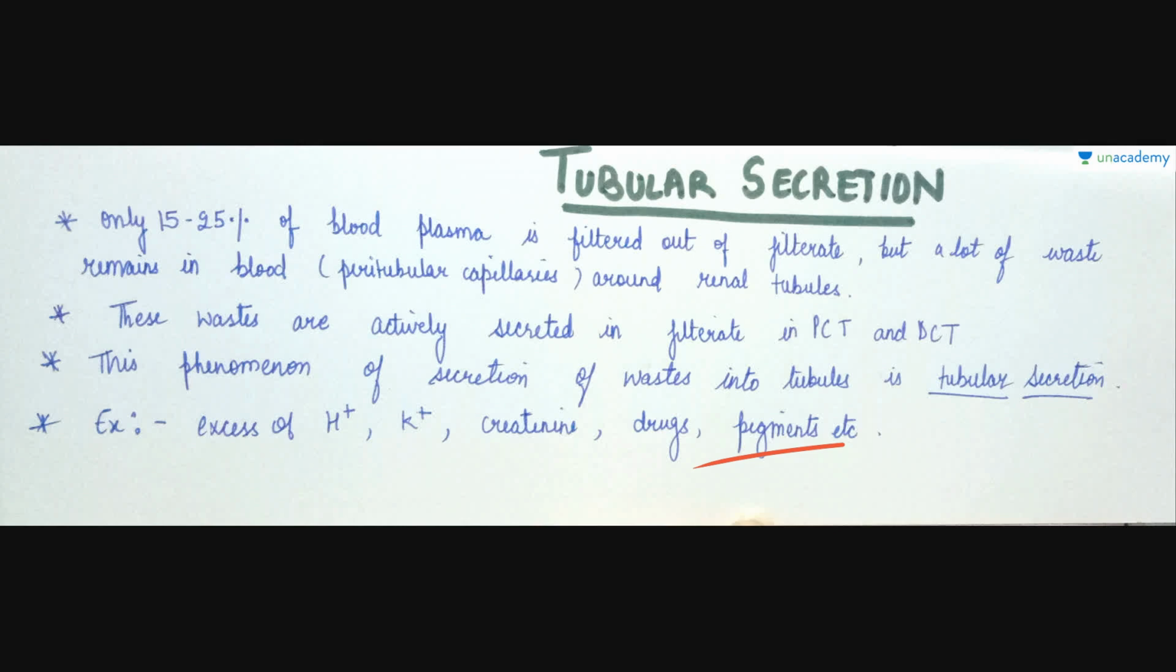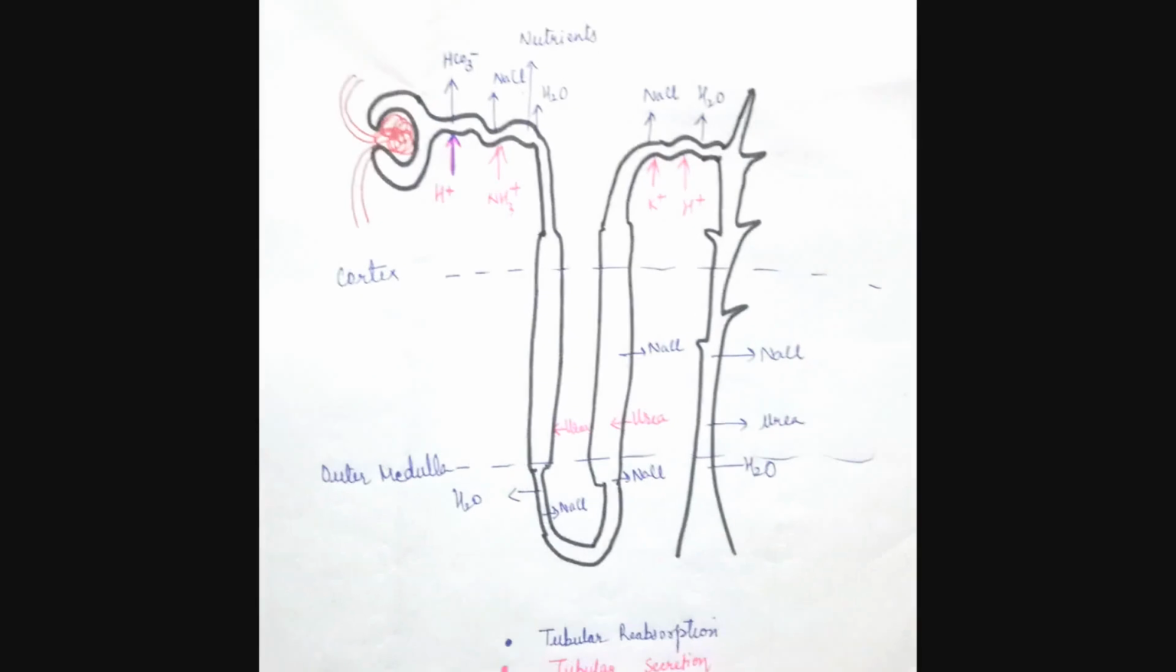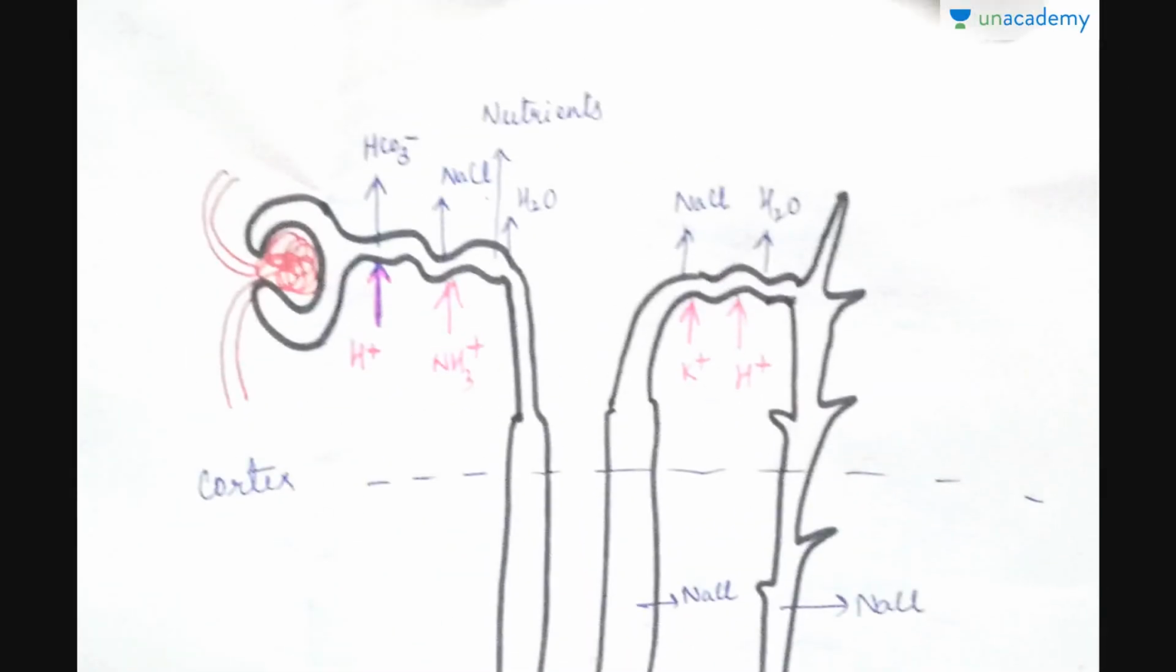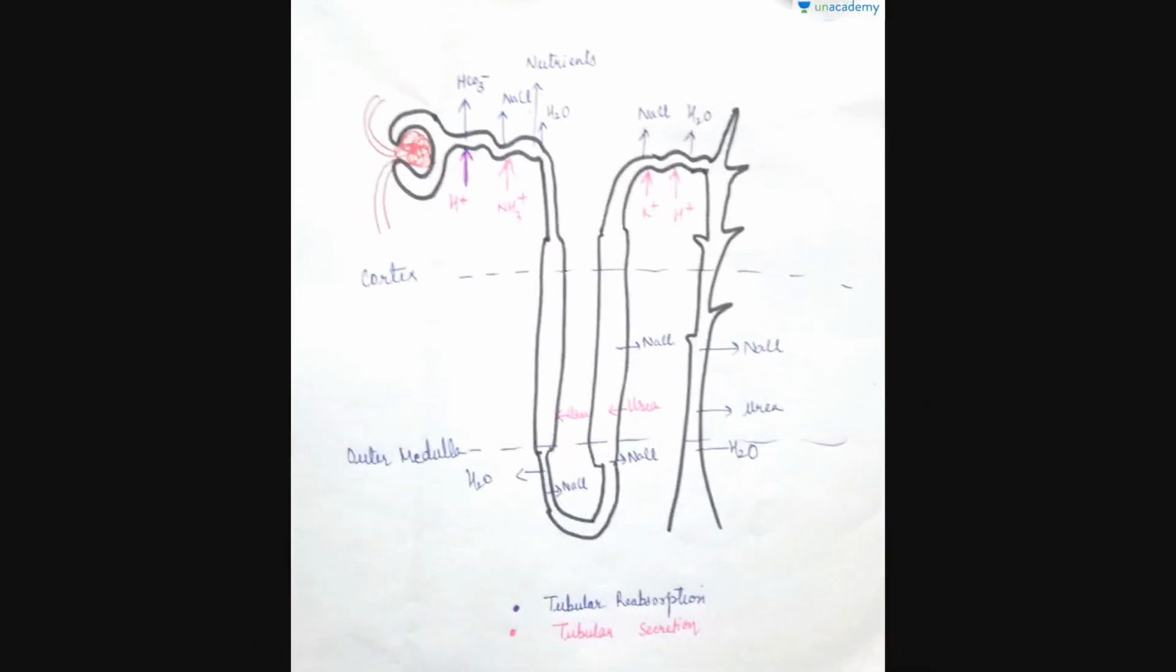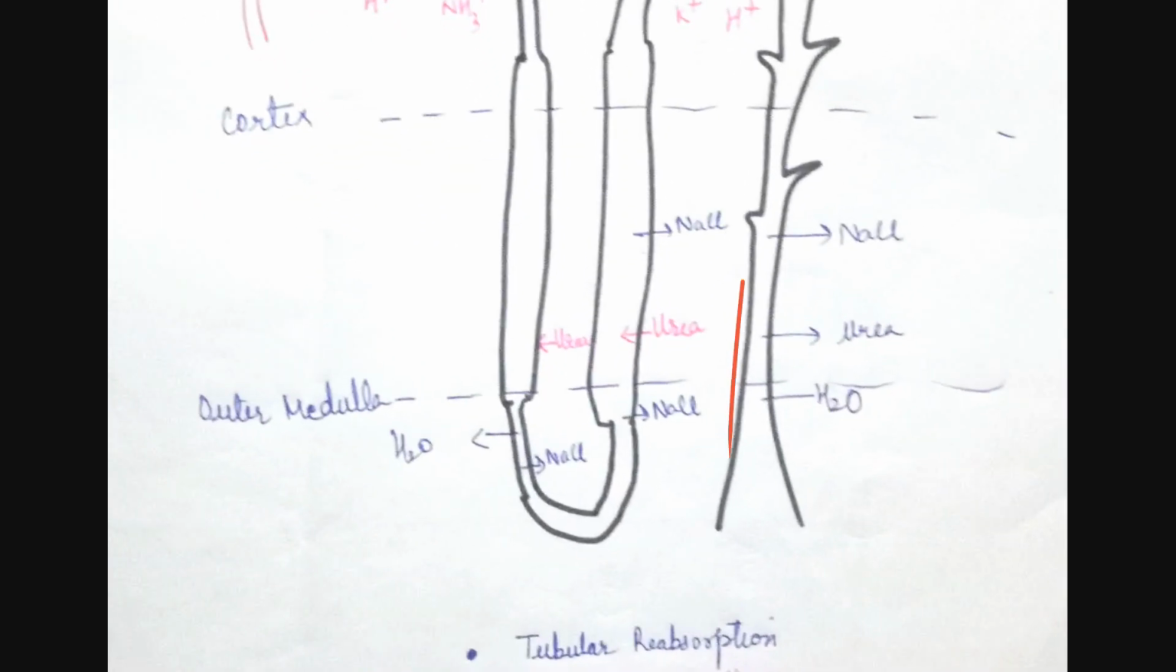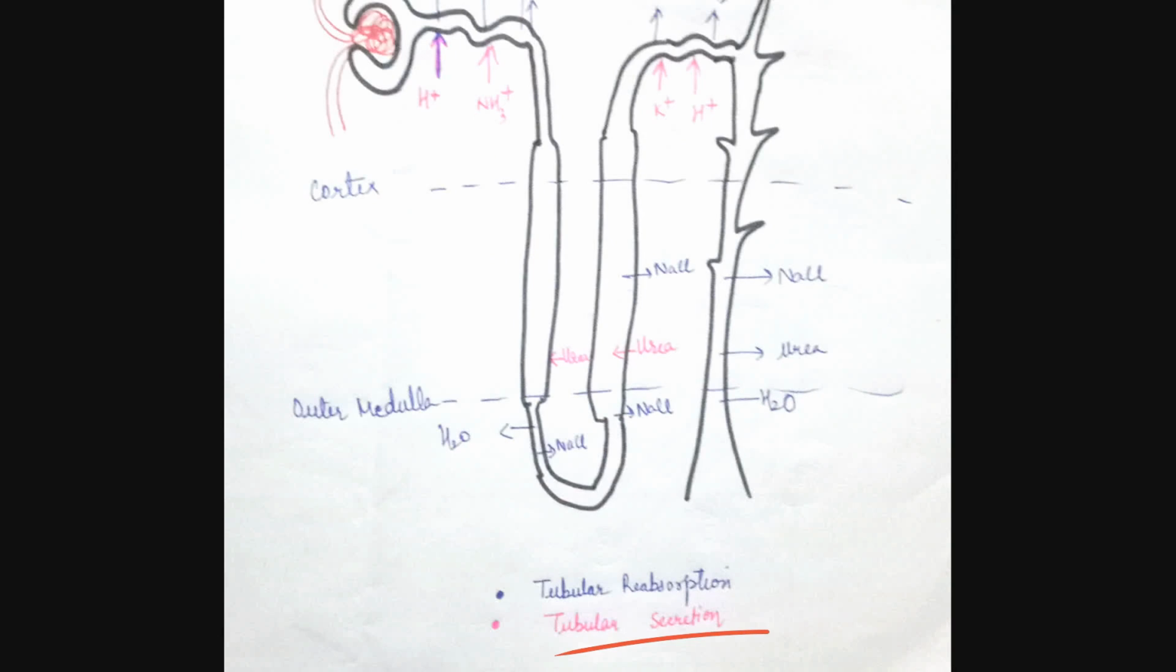So now we will look at what all things at various locations get reabsorbed and what all things get secreted outside the body. So this diagram explains it all in detail. First of all, in the PCT region, H plus ions and NH3. Before even starting with that, I would like to tell you that what is shown in pink is the tubular secretion, and what is shown in blue is the tubular reabsorption.